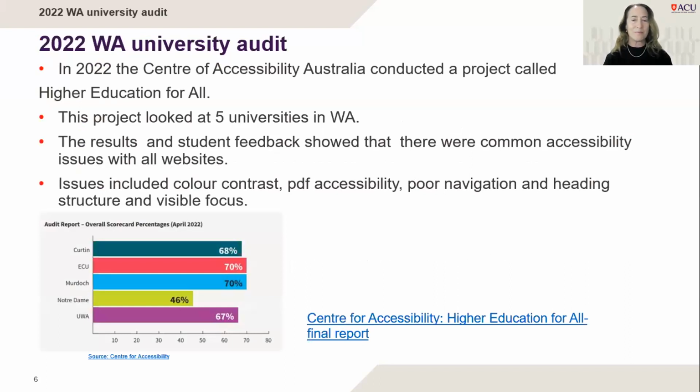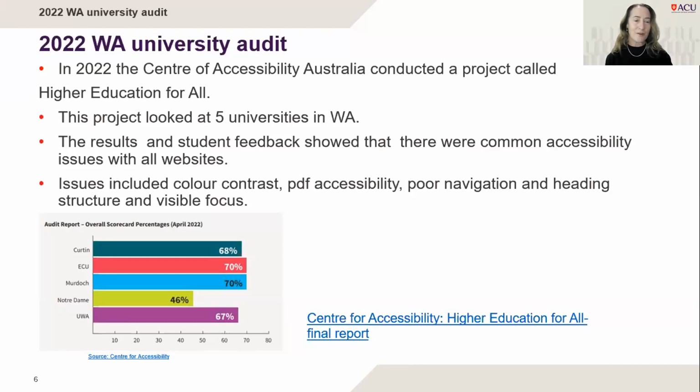All right. I just thought I'd mention this study because I thought it was really interesting as well. In 2022, there was an audit of 5 Western Australian universities. It was conducted by the Centre of Accessibility Australia, and it was called Higher Education for All. Now, this project shows that, as you can see down here, there's no 100%. None of them had reached 100% at the beginning of the audit, or at the end of the audit for that matter. But I think it shows that it's difficult to get accessibility right without time, effort, and a real understanding of what online content compliancy means.